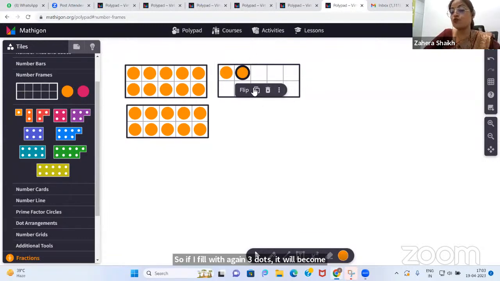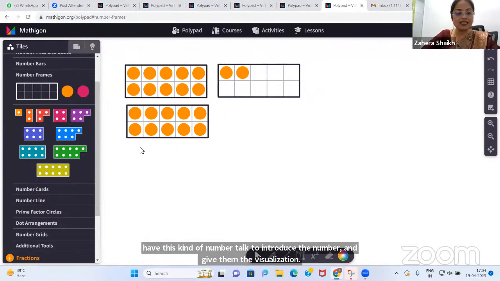So it's quite easy for them to visualize a number, to make them understand one more than the number or one less than the number, right? How much bigger this number is from the previous number, or how much smaller this number is from the upcoming number, the successor. So what are all these? These are nothing but the essential parts of your number sense, elements of number sense. When you are having counting and quantification in your class, do have this kind of questions, do have this kind of number talk to introduce the number and give them the visualization for sure. Okay, so shall I move to the next slide?